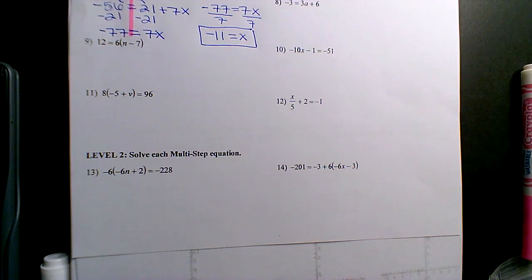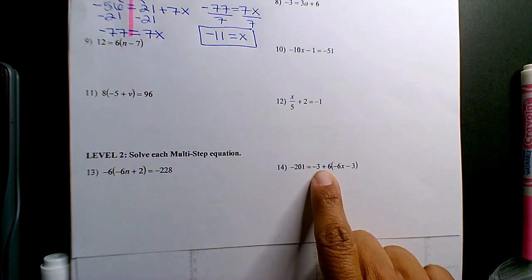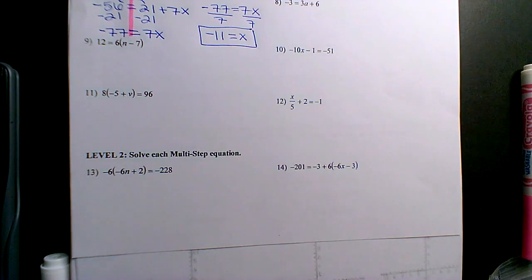All right, 13 and 14, it's multi-step. It has the distributive property in it. 13, you're better at. 14, this is a really common mistake. Students will add or subtract prior to distributing. You're not allowed to. You have to do the distribution first.